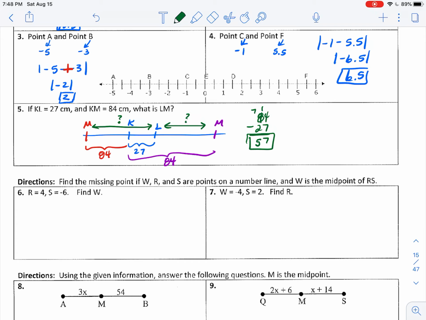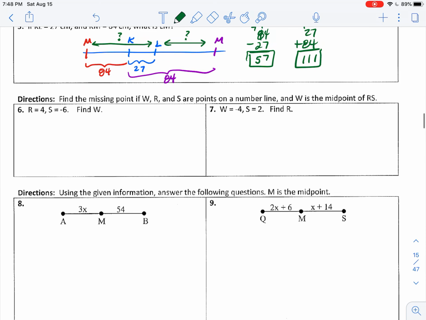Now, if M is on the left, we can say from L to M is the 27 units here plus 84 more units to M. So in this case, we're going to be adding the two amounts. So here's the second option, 27 plus 84. That's 11, and that's also 11, so that would be 111 units. So you have two answers for that one. Make sure you're reading the questions carefully.